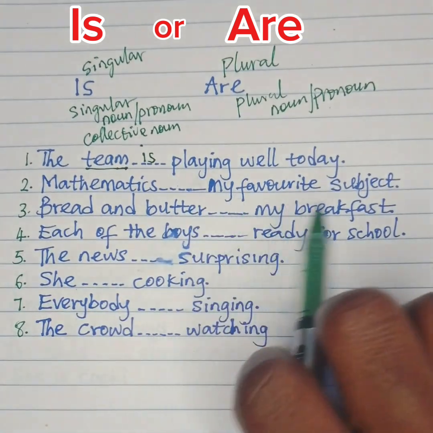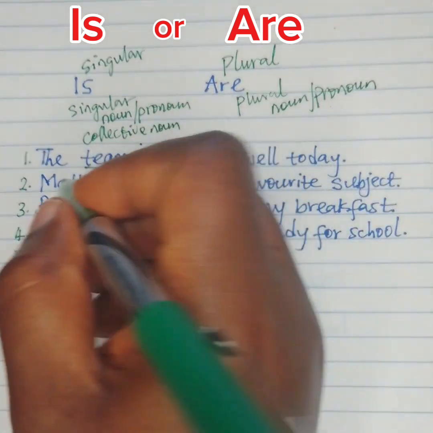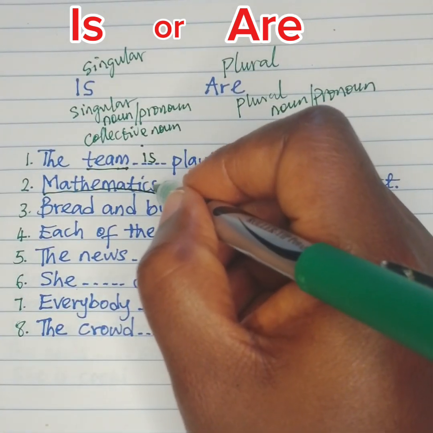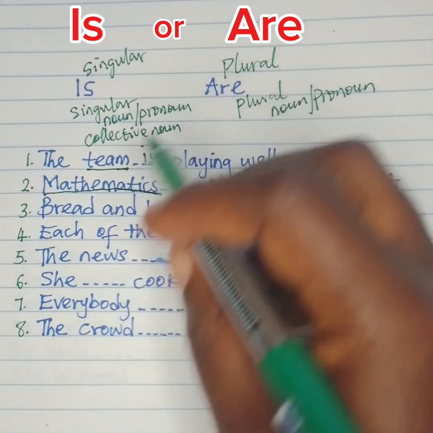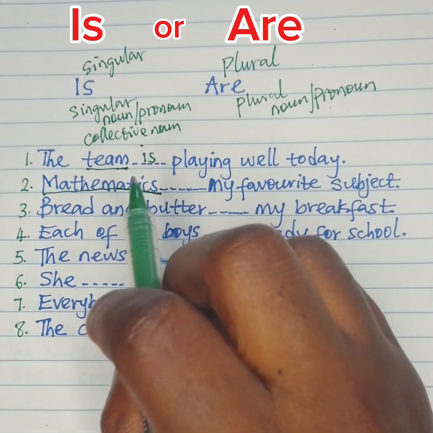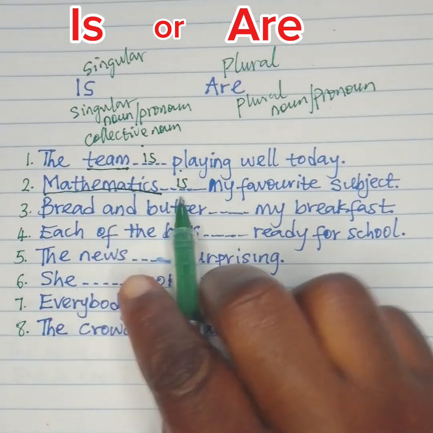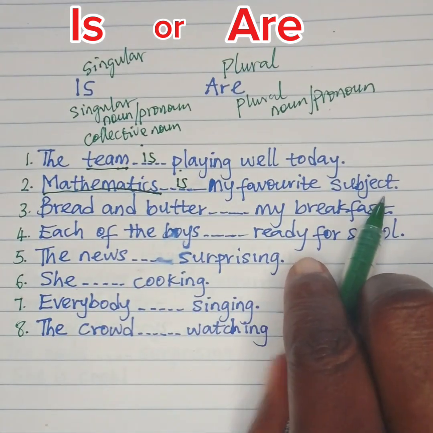Mathematics blank my favorite subject. The keyword here is mathematics. Now, even as we have letter S here, that doesn't make it plural. Mathematics is a single subject, so we use the singular verb is. Mathematics is my favorite subject.